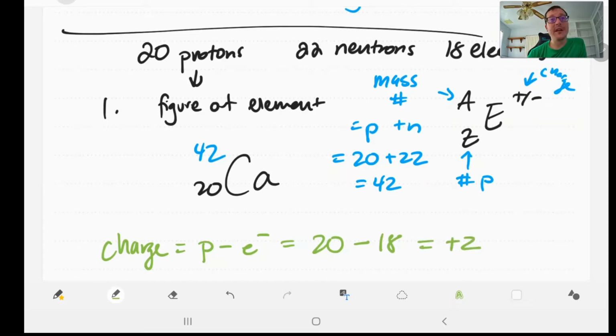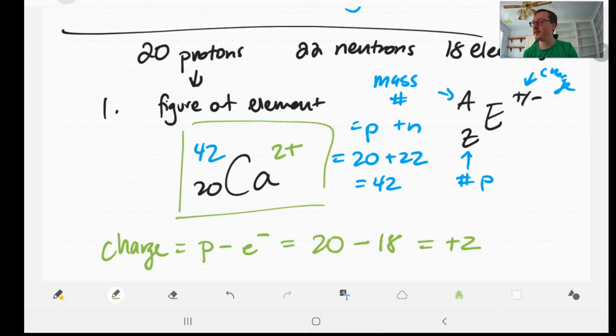With this, I usually do indicate the positive because that does matter, right? And then we would write that 2 plus. Remember, for whatever reason, we switch the plus and the 2. That's the way the chemists work. So that would then be our final answer for that one. So it's a matter of remembering all of the information that goes into a symbol and then figuring out what some of the unknown ones are.